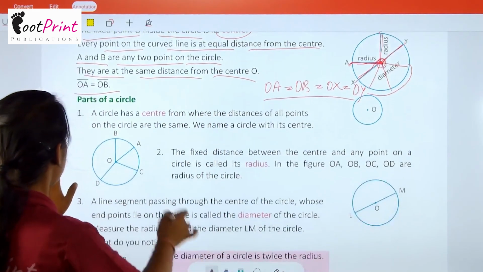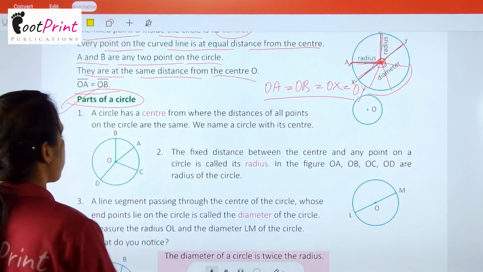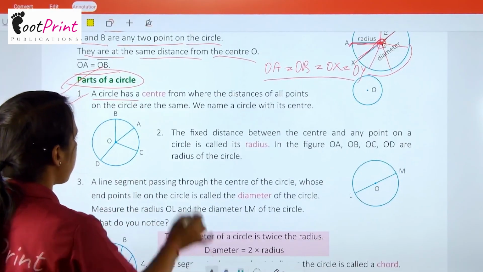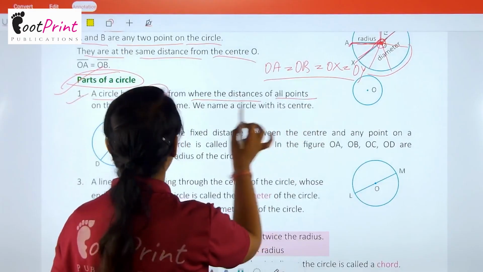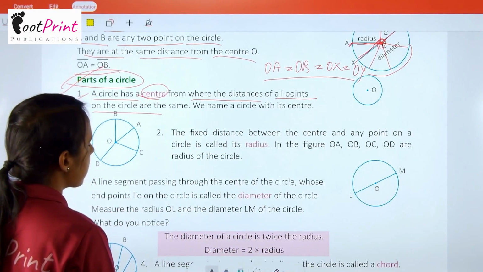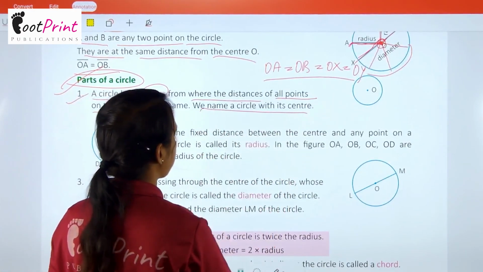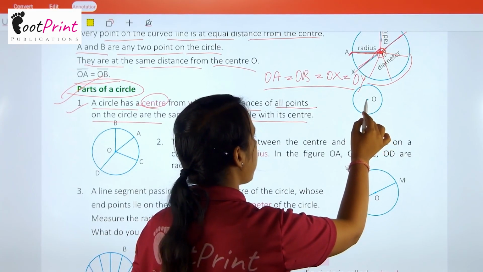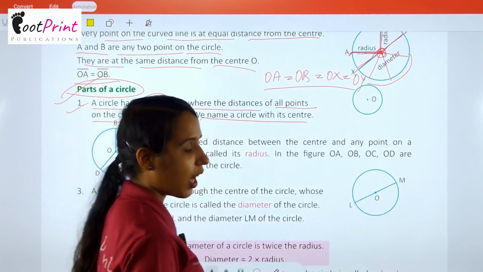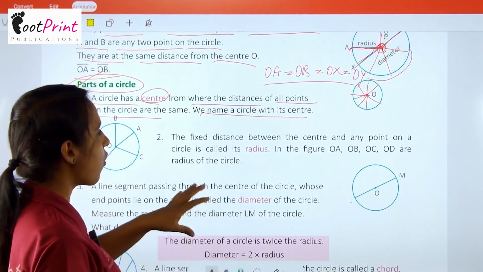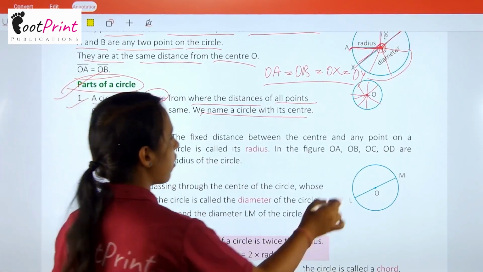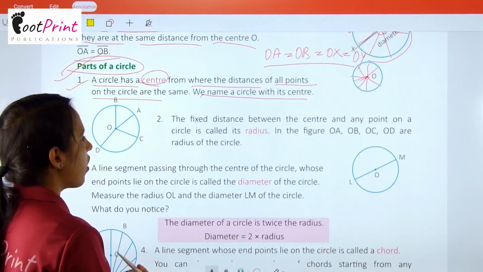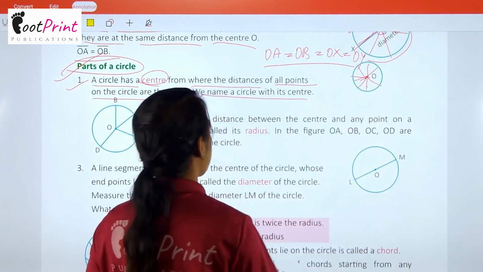Okay, next we learn parts of a circle, one by one. So here a circle has a center from where the distance of all points of the circle are the same. We name a circle with its center. So we have a center and we name the center as point O, and the distance of all the points on the circle from the center are same. So we name a circle by its center.